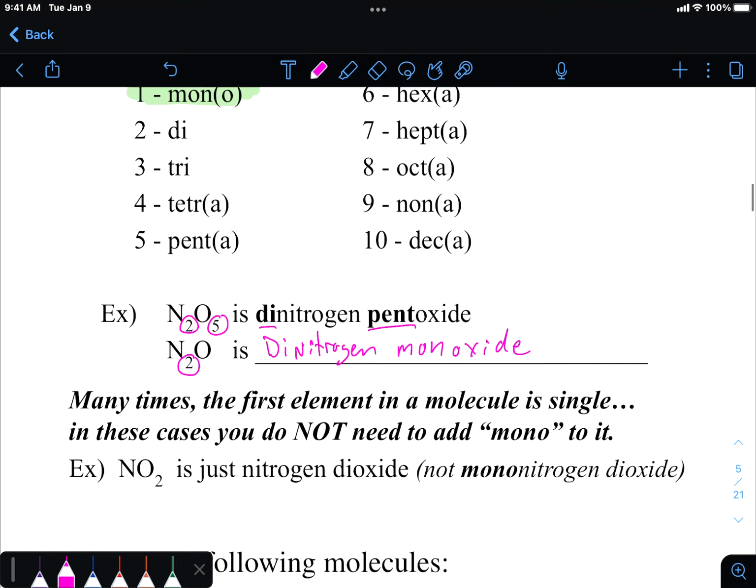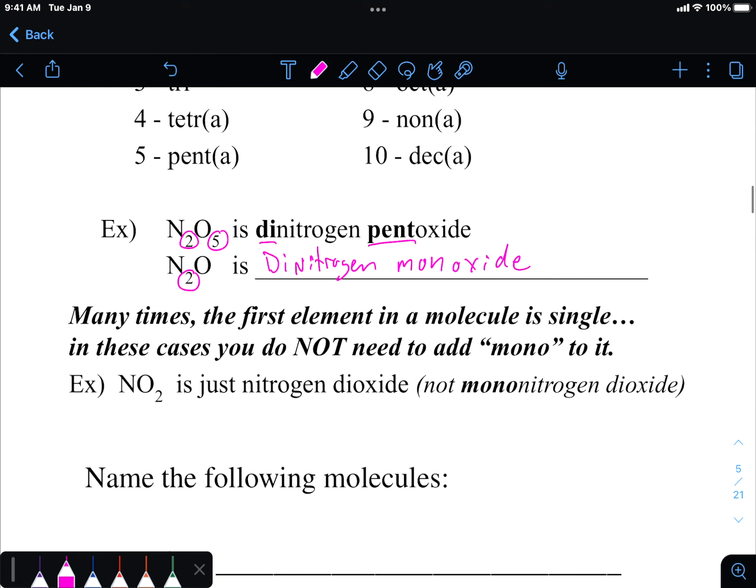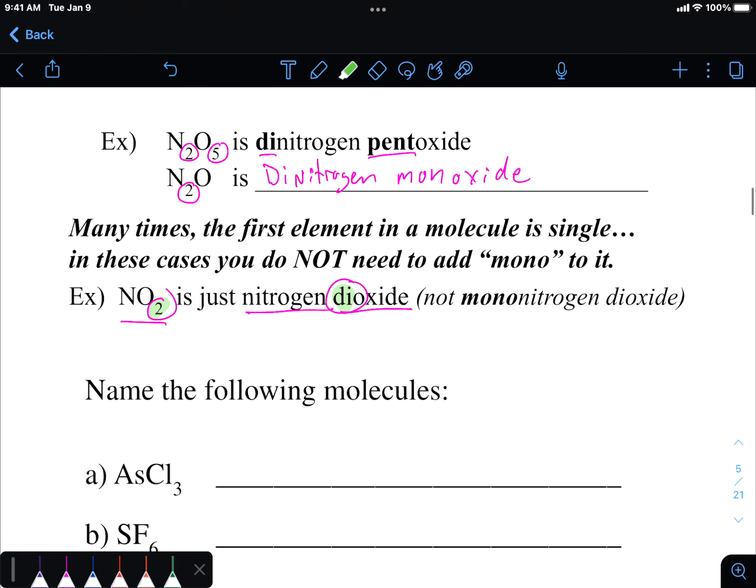So for example, NO2, well, the name for NO2 is nitrogen dioxide. Okay? It's not mononitrogen dioxide. We don't use the prefix mono on the first element. Right? Here's another example.